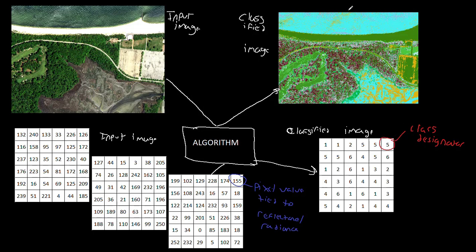And we can give it any color we want, and we're going to go through some examples later. So again, color matters in the input image. Pixel value means reflectance or radiance. Pass into the algorithm. Get out a classified image. Color does not matter. And the pixel value is a class designator.